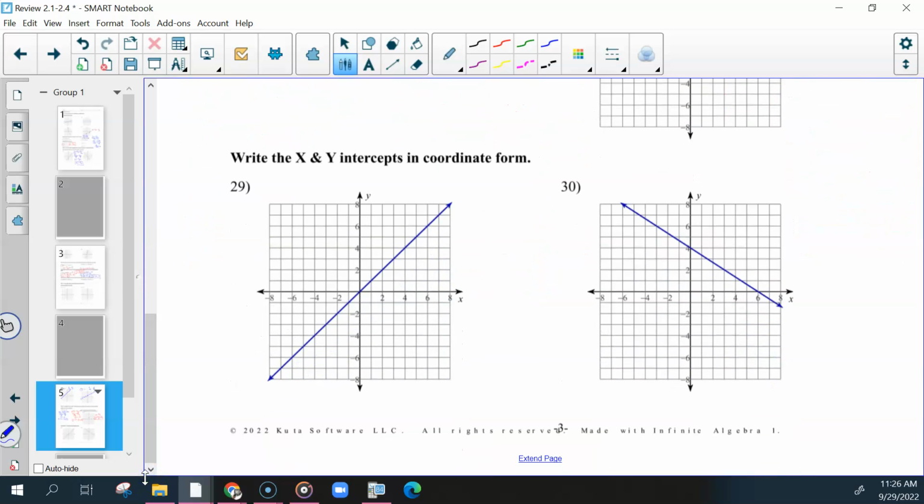Our intercepts. You're given a line, you have to write the intercepts. You have to find what your intercepts are. For this one, they are both the same. You will say your x-intercept, and write it as an ordered pair, is at 0, 0. So is your y-intercept. Any other questions?